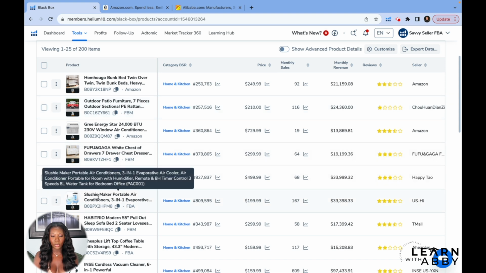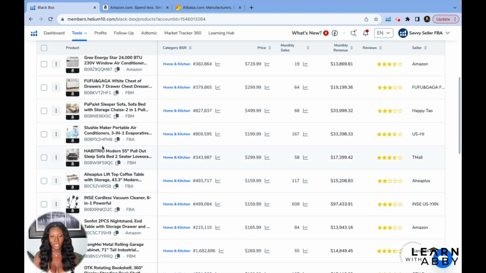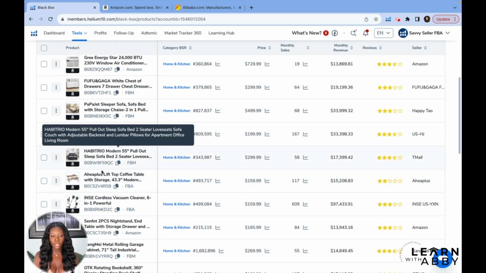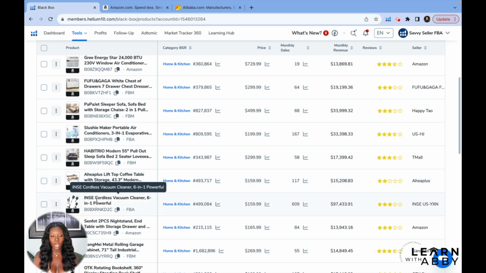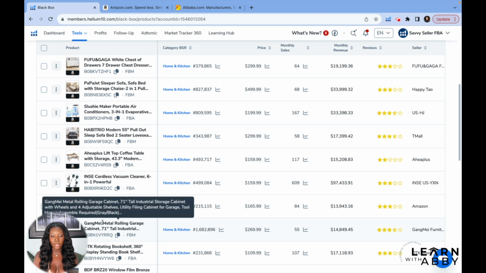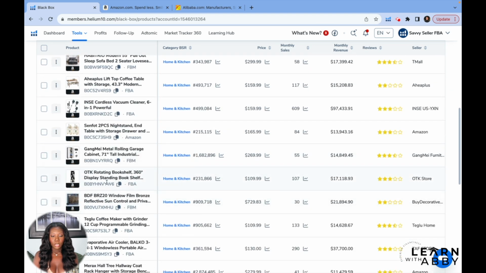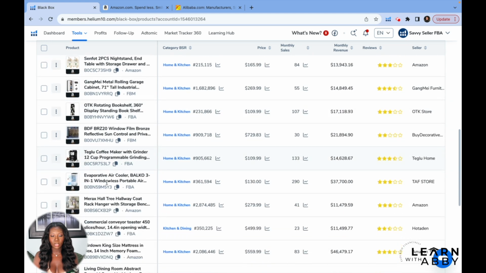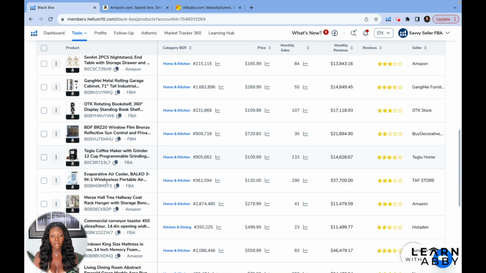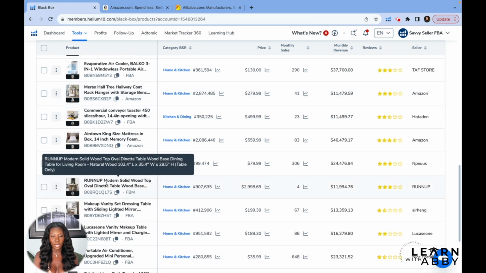We've got a slushy maker. That one's interesting, but I don't like electronics, so we're going to skip over that. We've got sofas, coffee tables, a wireless vacuum cleaner, nightstands, garage cabinets, bookshelves. I'm just looking for something that looks interesting to me. None of these are doing it for me at this moment, but let's keep on scrolling.